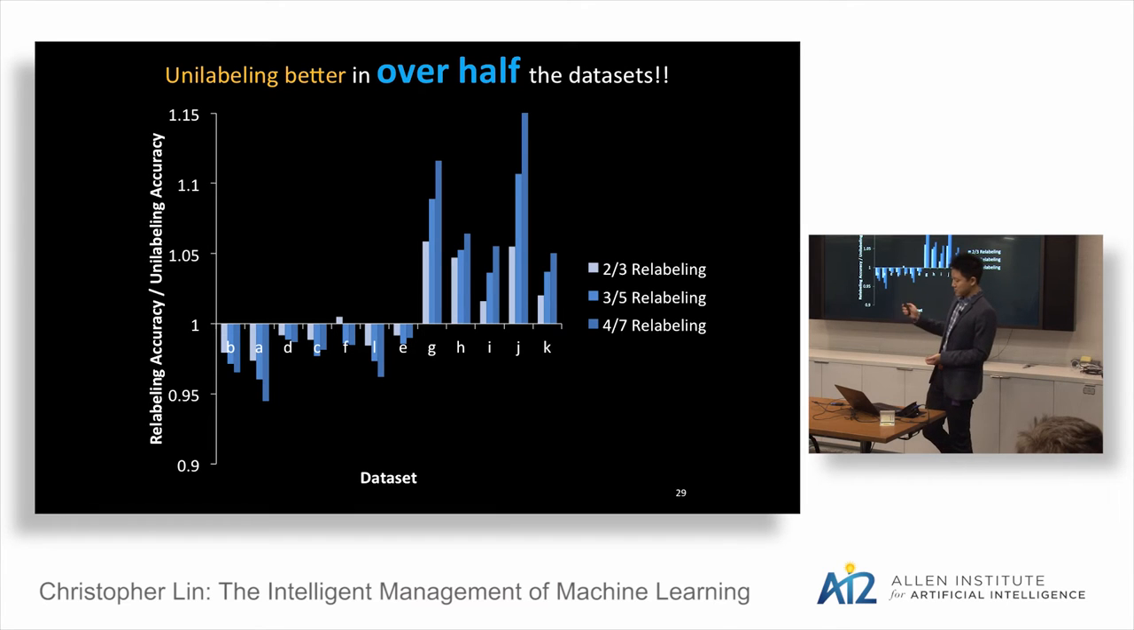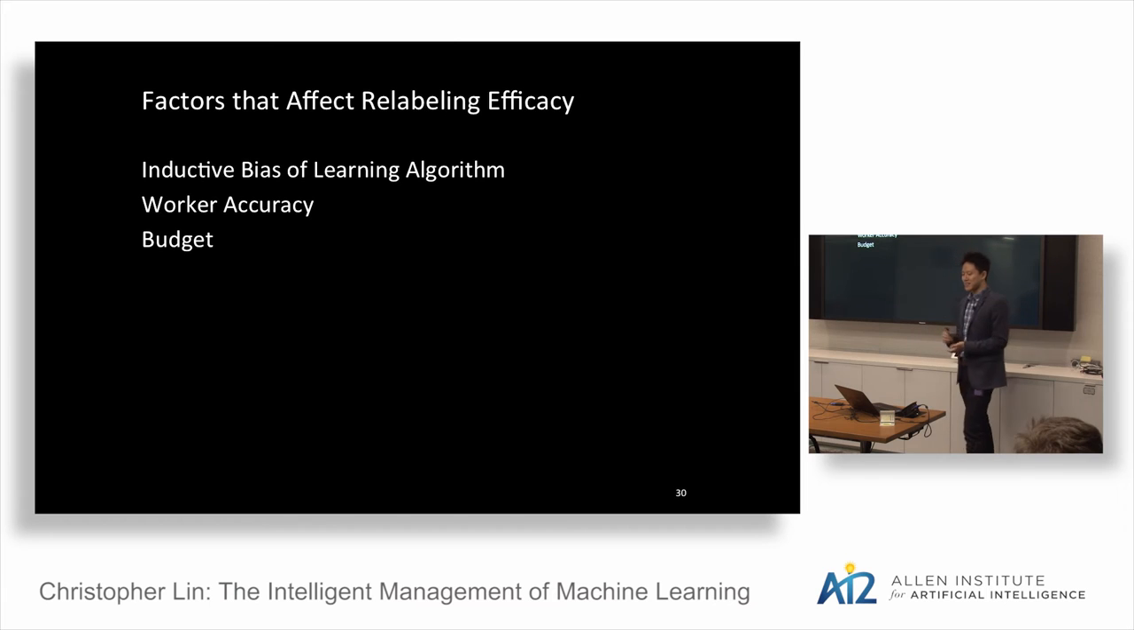And so after thinking about this really, really hard, we came up with 3 factors that affect relabeling efficacy. And these 3 factors are the inductive bias of a learning algorithm, the worker accuracy, and the budget. And so, does that depend on which learning algorithm you're using?